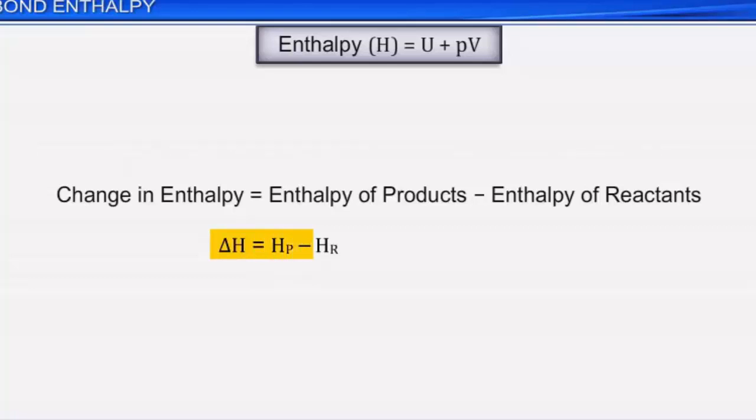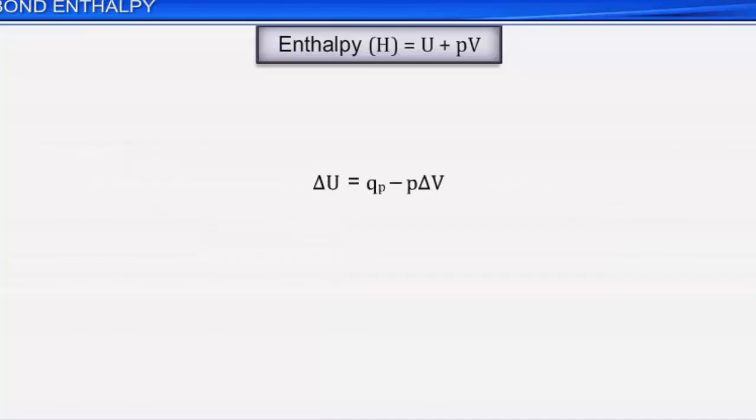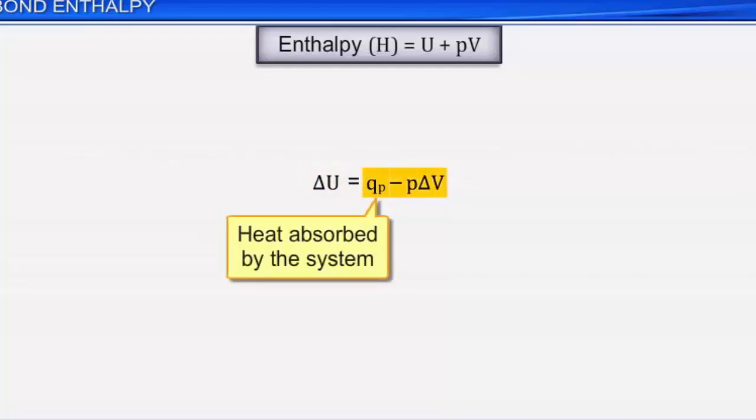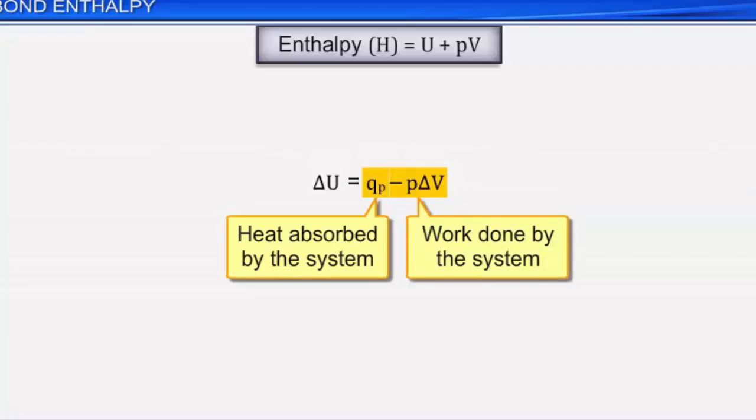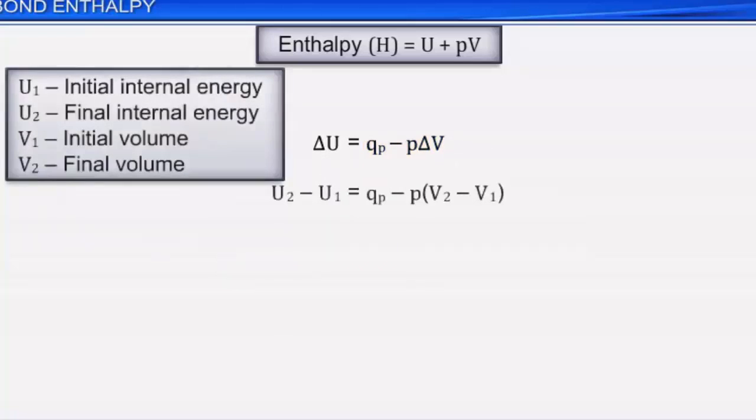The significance of ΔH also follows from the first law of thermodynamics, as ΔU equals QP minus PΔV. Here, QP represents the heat absorbed by the system and minus PΔV represents the work done by the system. Let U1, U2, V1 and V2 represent the initial and final internal energies and volumes respectively. The above equation can be written as U2 minus U1 equals QP minus P into V2 minus V1.